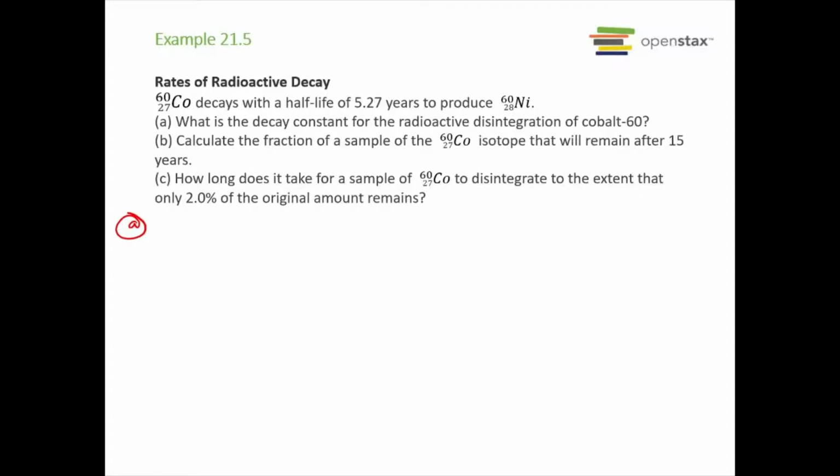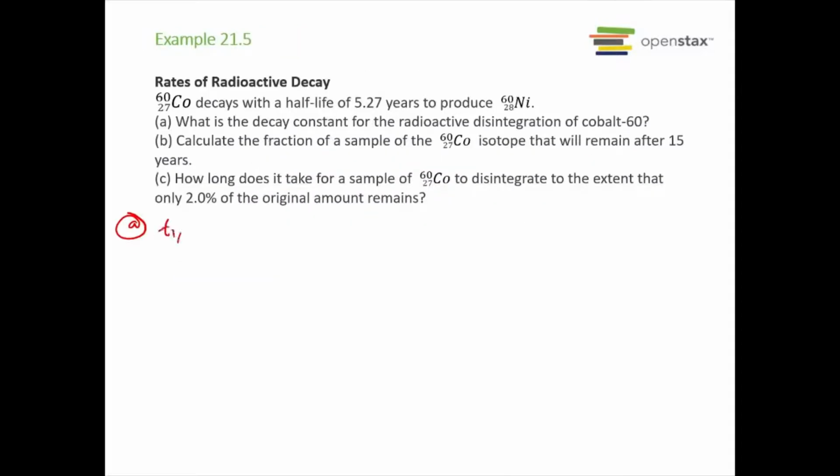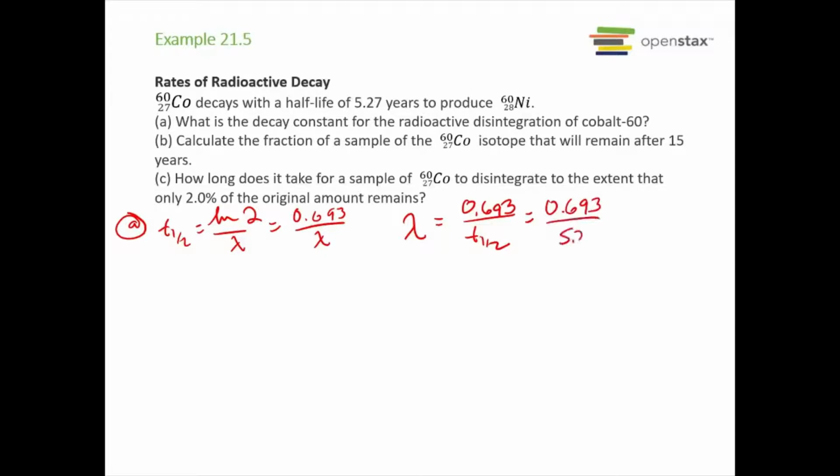So let's start with A. We want to figure out the rate constant, and we know from our kinetics that T1/2 is equal to natural log of 2 over lambda, or 0.693 over lambda, and we're looking for lambda. So lambda is equal to 0.693 over our half-life. So that's 0.693 divided by 5.27 years. And so that gives us 0.132 inverse years.